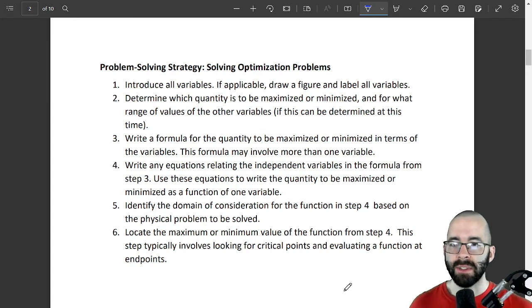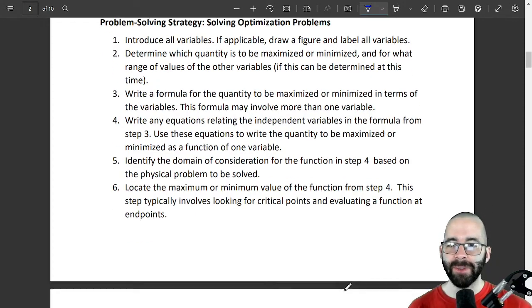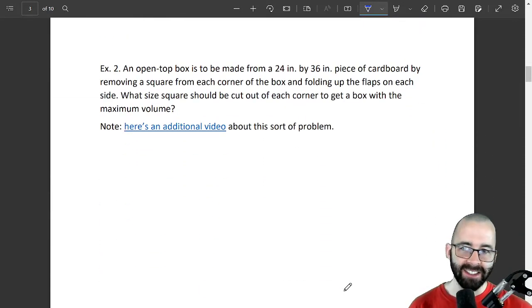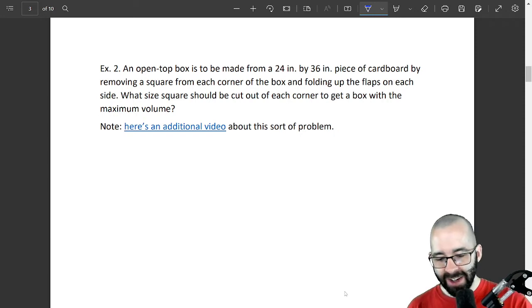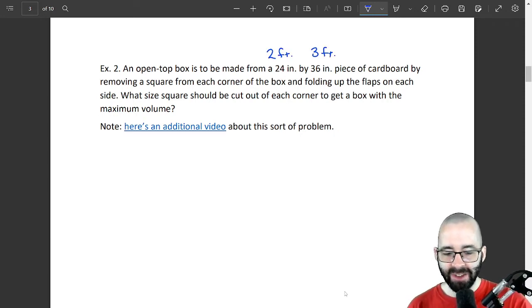So we can do them in 6 easy steps. Math professors love saying the word easy, even when it's not true. So let's use that on example 2. An open top box is made from a 24-inch, oh man, can we use feet? 24-inch by 36-inch piece of cardboard. You know what? I'm going to do that anyway. 2 feet by 3 feet. I like smaller numbers. Maybe I'll regret that.